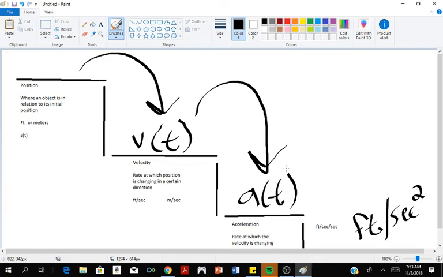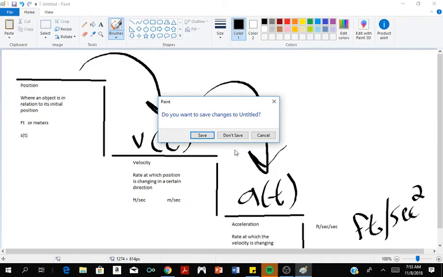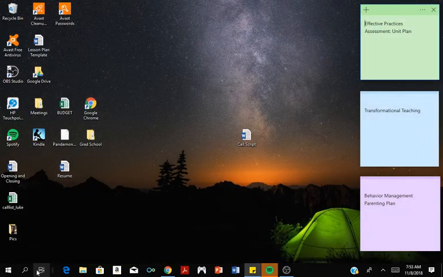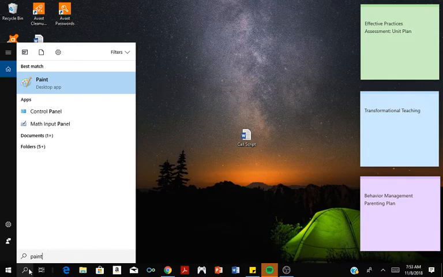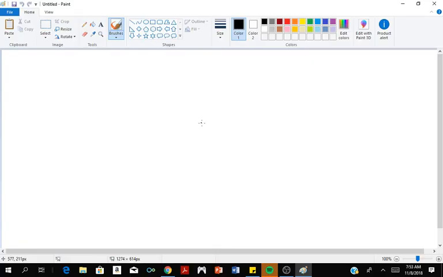All right. So last thing we're going to do is I'm going to give you a position function, and we're going to take the derivative of it to find the velocity together. So give me a second. Let me get this pulled up.